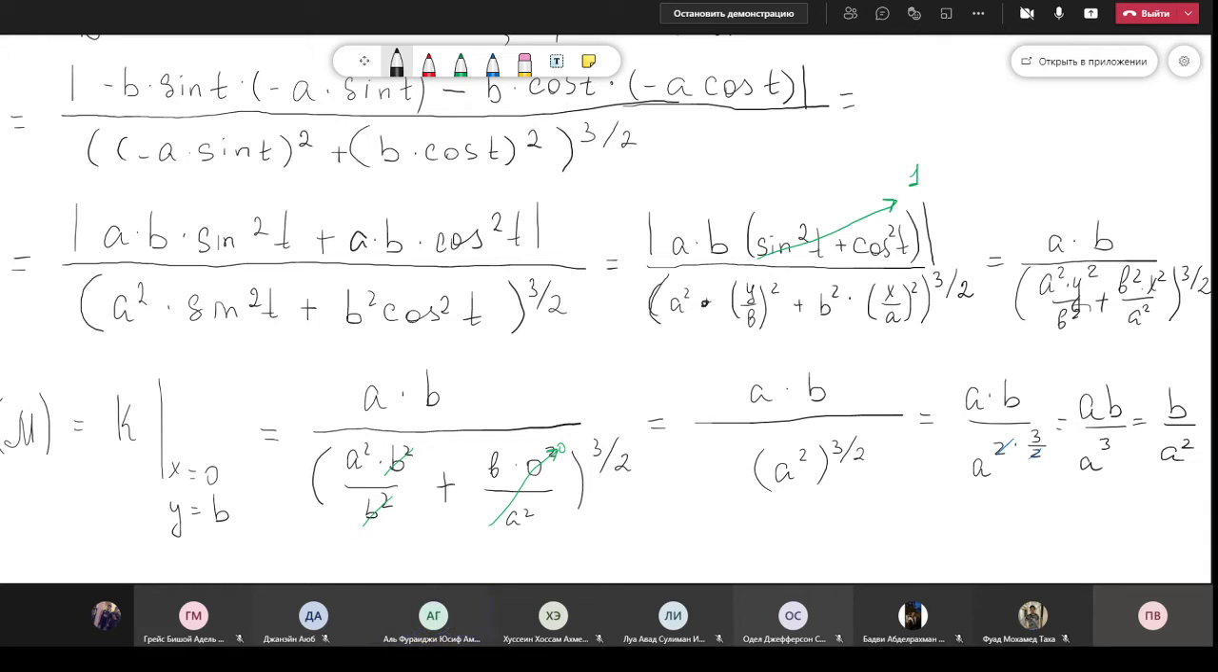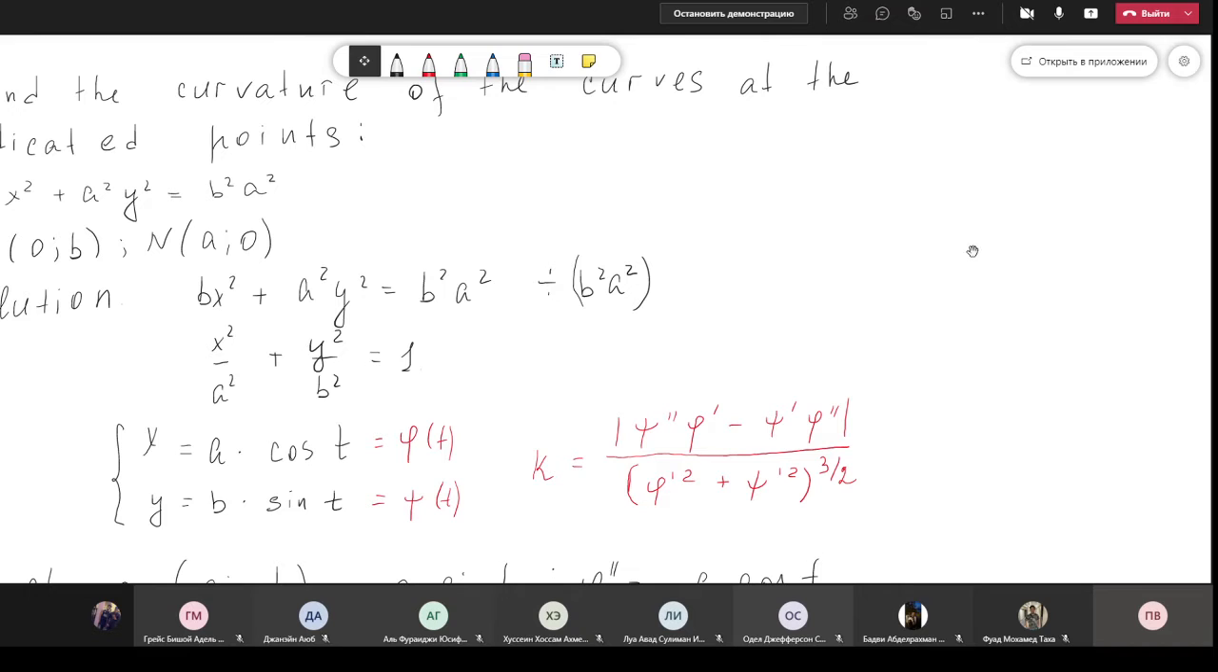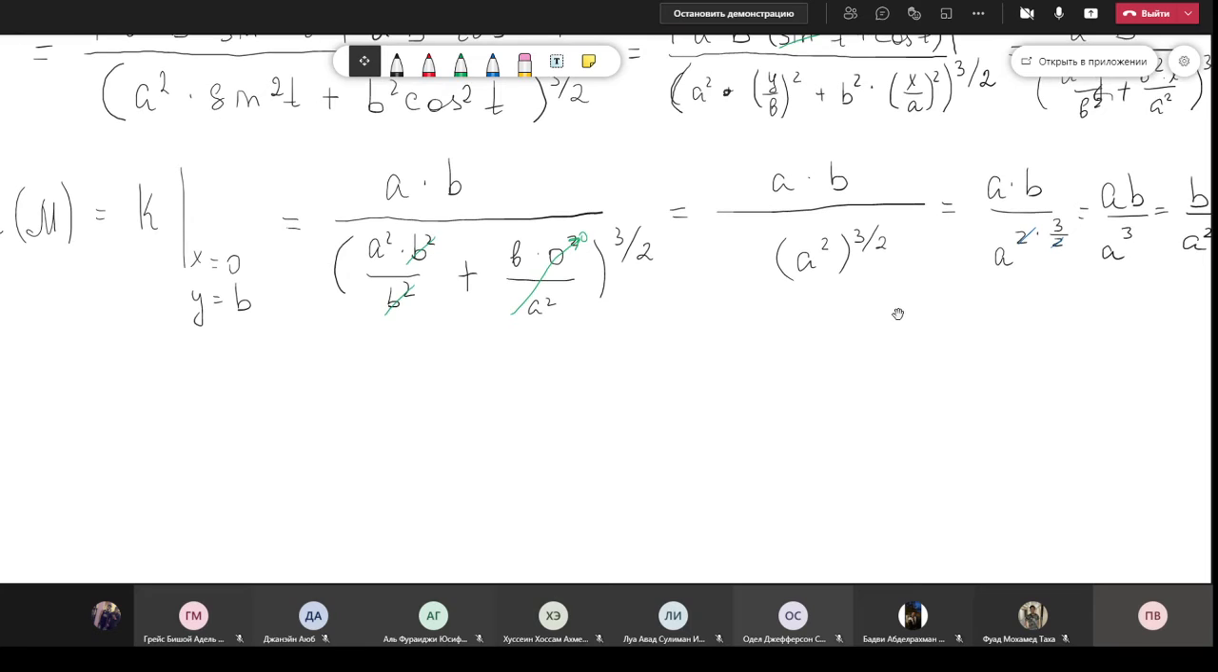Yes, good. In this case, I give you 5 minutes that you use the point N for calculation of our curvature. You must find K of N. Calculate. I give you 5 minutes. After 5 minutes, I come to you.